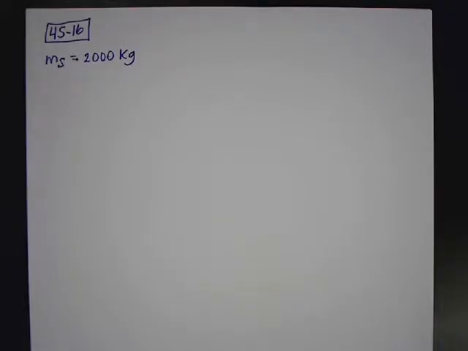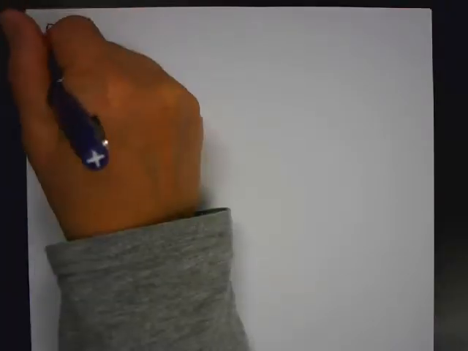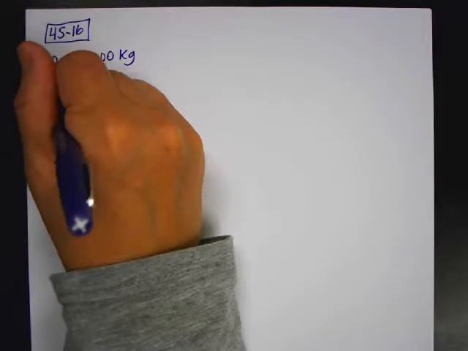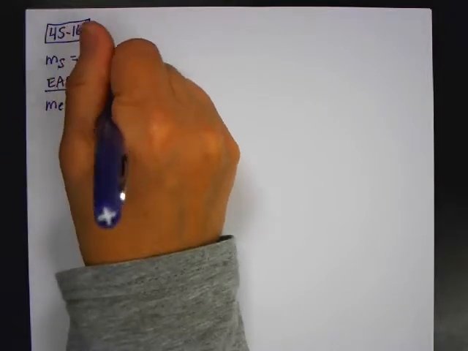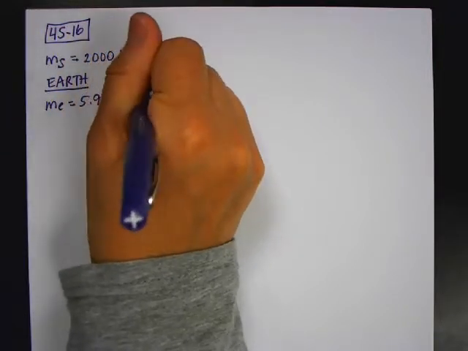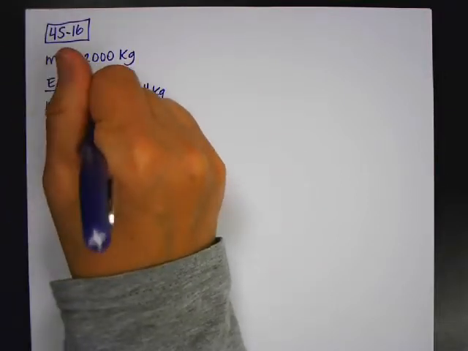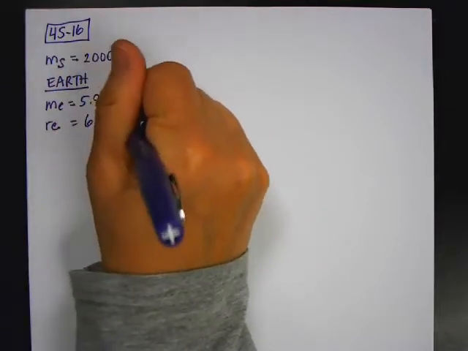Orbits the Earth. So first of all, because it's the Earth, we need to know some stuff about the Earth. So we know that the mass of the Earth is 5.98 times 10 to the 24 kilograms, and the radius of the Earth is equal to 6.38 times 10 to the 6 meters.